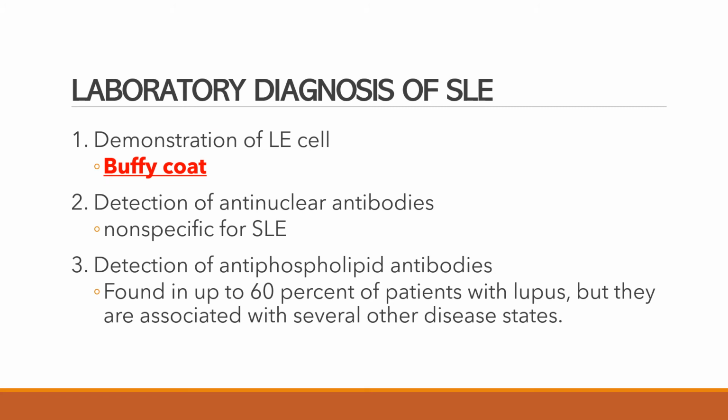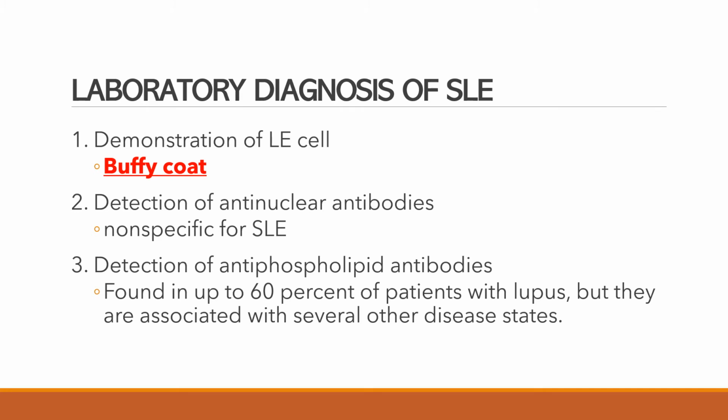So these are the following laboratory diagnosis of SLE, or the different methods on how we can determine if a person is suffering from this condition. The first one is the demonstration of the LE cell by using the Buffy coat. Second, detection of your anti-nuclear antibodies, which are actually non-specific for SLE, because there are also other autoimmune disorders wherein you can also detect for the presence of your anti-nuclear antibodies.